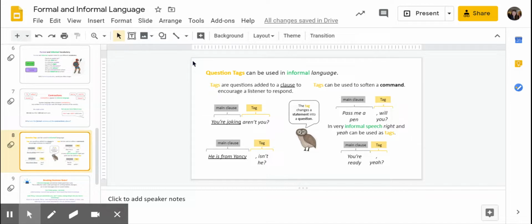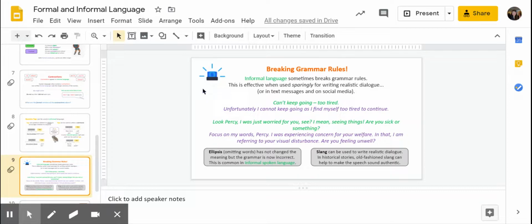Question tags can also be used to make a sentence sound more informal. Tags are questions added to a clause to encourage the listener to respond. For example, you're joking, aren't you? He's from Yancey, isn't he? Pass me a pen, will you? You're ready, yeah? So those tags at the end of the sentence make a sentence more informal, and they're really good to use in dialogue as well when we get to that point. The tag changes it from a statement to a question.